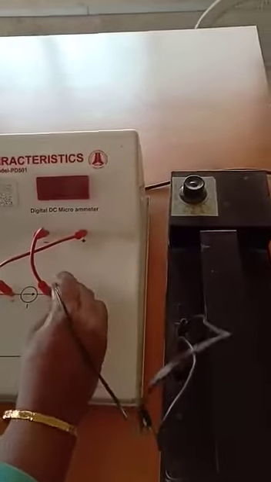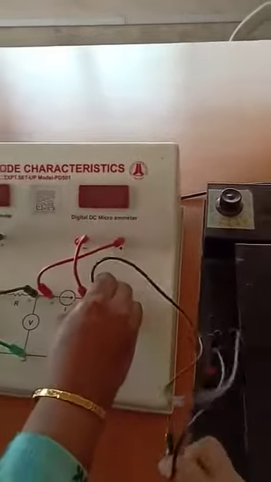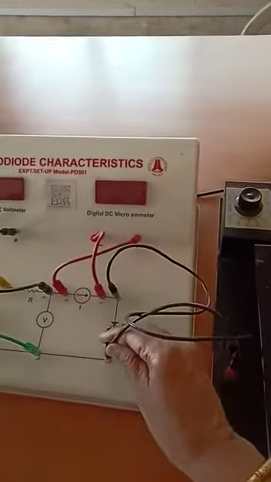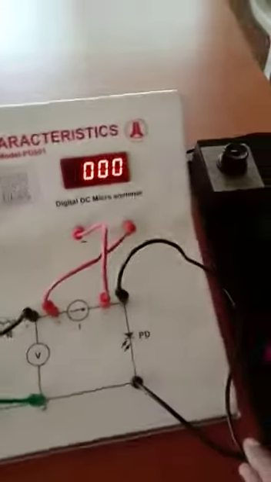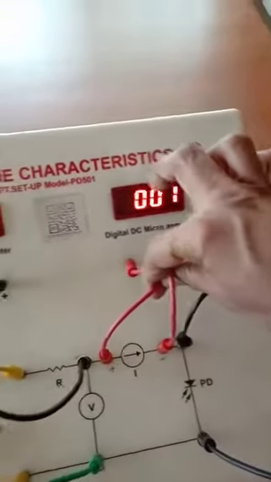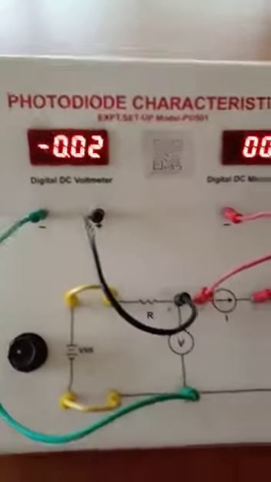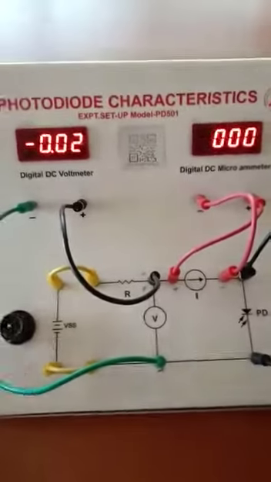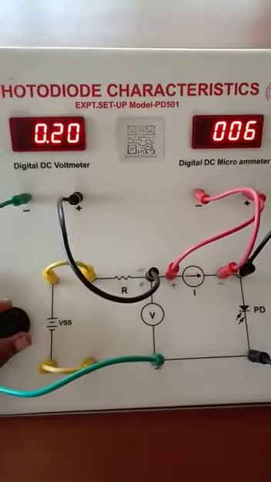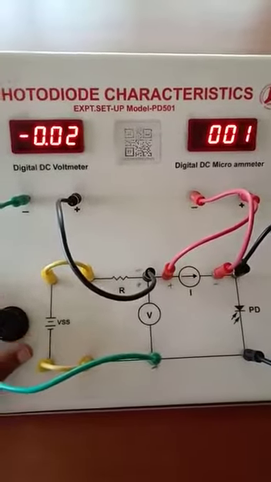And from this kit we are connecting to the photodiode, which is connected in reverse bias. So the connections are clear here. This is the photodiode, this is the ammeter, and this is the voltmeter. This is the knob which increases the voltage here. We can make it 0.